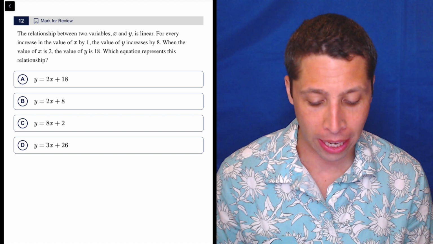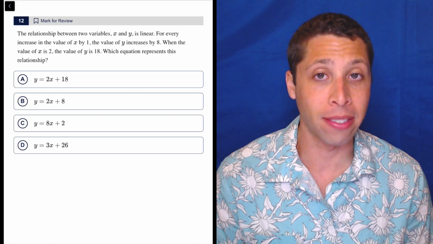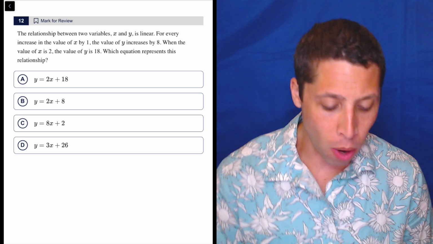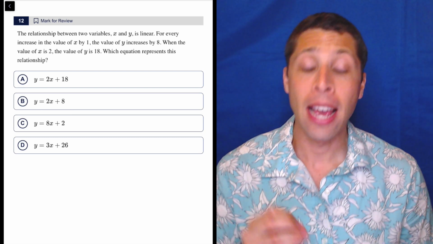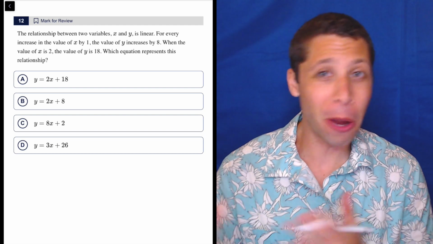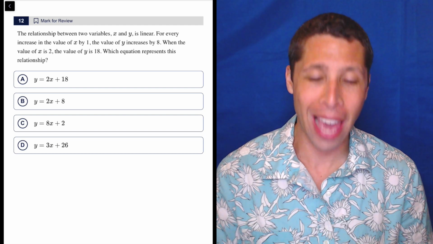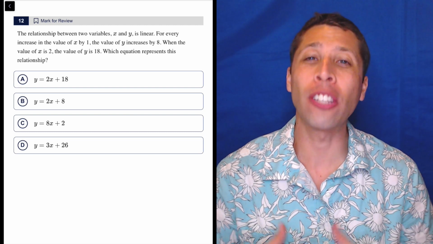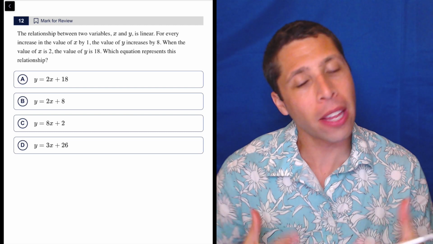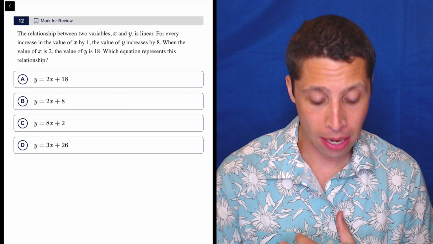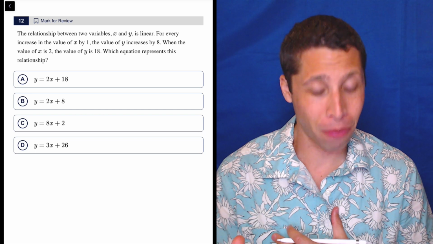So here, let's just read it. The relationship between two variables x and y is linear, so that means it's a line. For every increase in the value of x by 1, the value of y increases by 8. That is a description of slope. So we could think about that, and maybe some of you already know what the answer is just from that, and that's okay. But I do feel like that part of this question has the chance of error. Maybe not in this case, but they could have phrased that in slightly different ways to make us more likely to make a mistake. Whereas the next part is pretty straightforward.